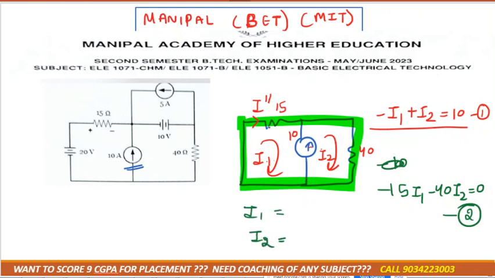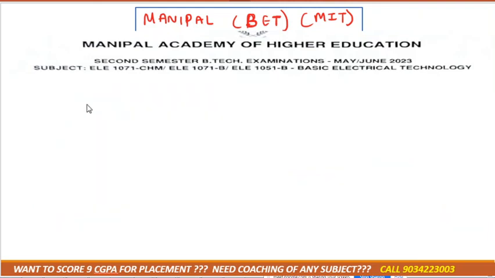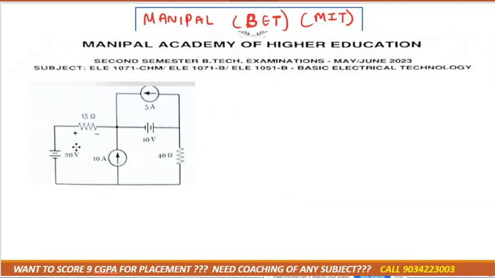But we don't want I1 and I2. What we want is I double dash. Now can you tell me, is I double dash equal to I1 or I2? I double dash is equal to I1, right?